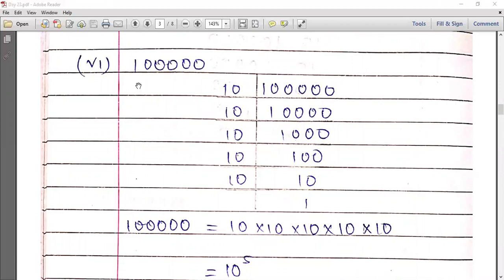Coming up to the 6th part, here you can see it is 1 lakh. If you remember the trick that we used in question number 1, it is a reverse of that. So instead of finding the HCF, you can directly write the exponential form.